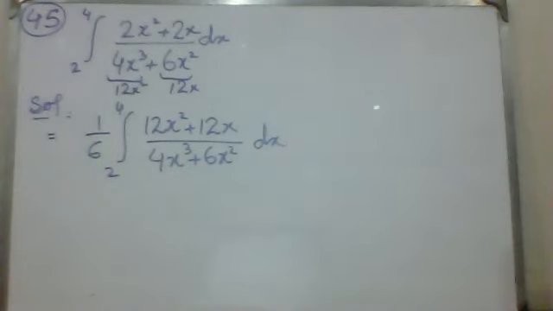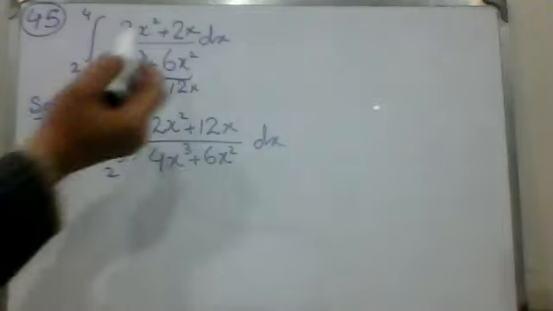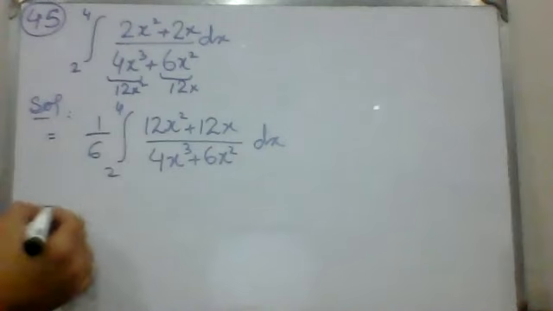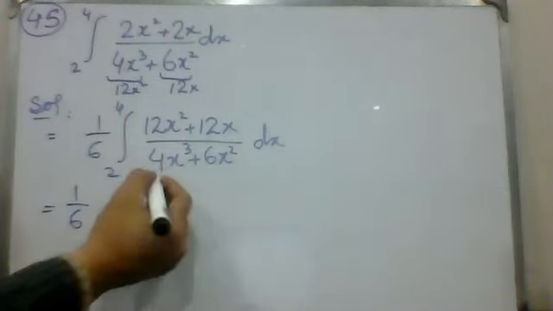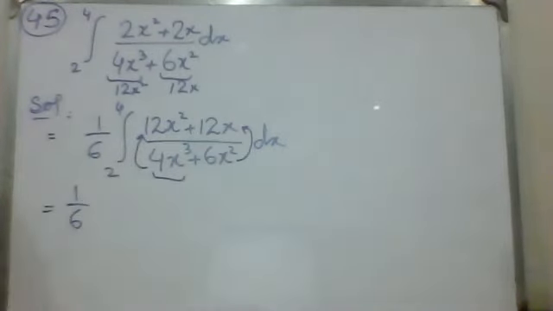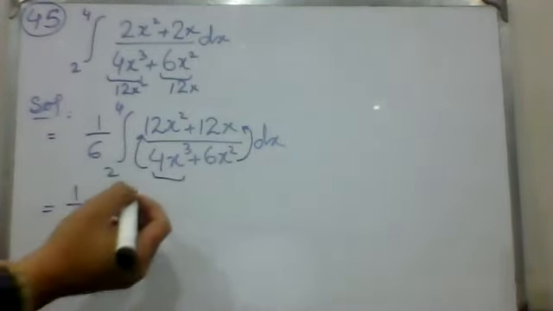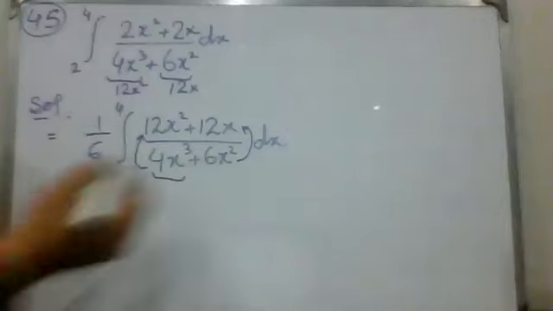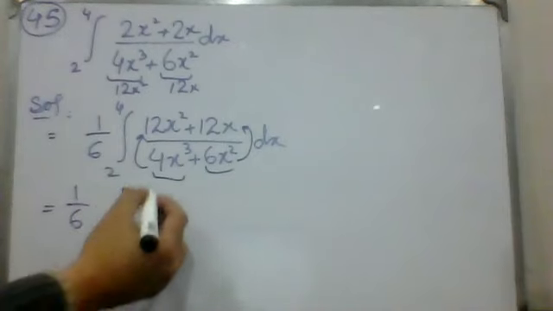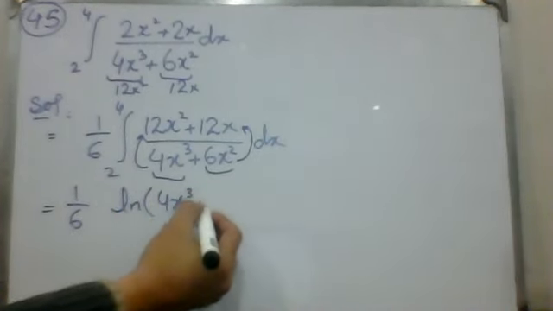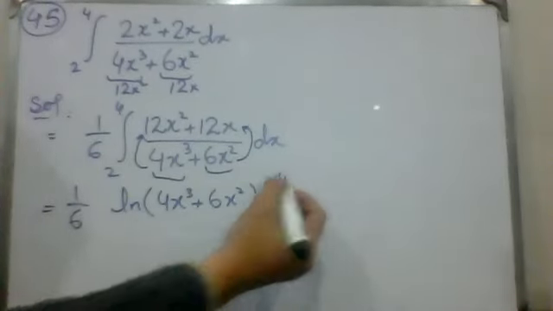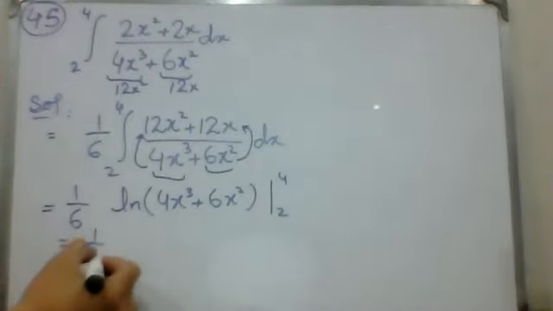So here in the problem, 2 is here. Now we can integrate the term whose first term derivative is here and the second term derivative is here. Okay, so the derivative of the term is present in the numerator, so the whole power is 1, so we simply say that it is natural log of 4x की power 3 plus 6x square, and that is from 2 to 4, 1 by 6.